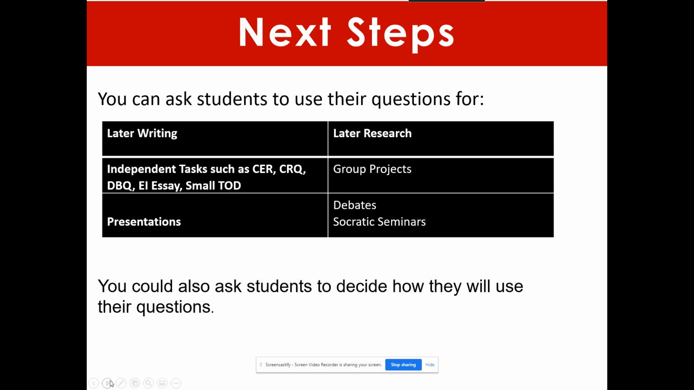They may want to use these questions for presentations that they're about to do, or for later research in larger group projects or debates or Socratic seminars. You could also ask students to decide how they will use their questions specifically. You don't have to guide them with a specific task that you want to assign them to as well.